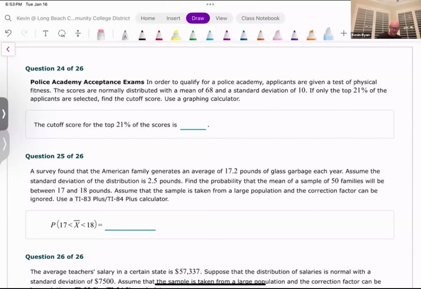Police Academy acceptance exams. In order to qualify for a police academy, applicants are given a test of physical fitness. The scores are normally distributed with a mean of 68 and standard deviation of 10. If only the top 21% of the applicants are selected, find the cutoff score. So once again, let's graph this. And there's no unit to these. So this is 68, and they want the top 21%.